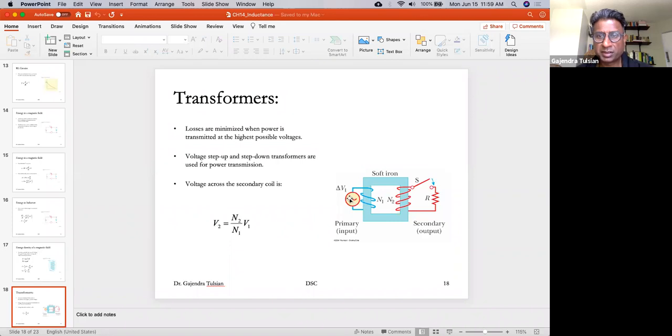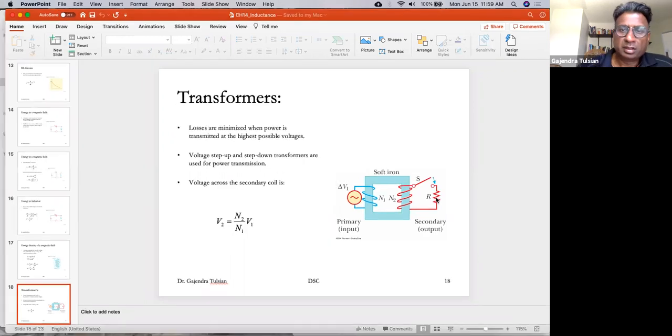So for instance, let's say the amplitude is 10 volts, and N2 by N1 is 100. That is, this coil has 100 times more turns than this one. So 10 times 100, you get 1,000 volts out of it. So you applied a voltage of 10 volts, and what you got was 1,000 volts out here. Similarly, if N2 was less than N1, the voltage would be smaller.